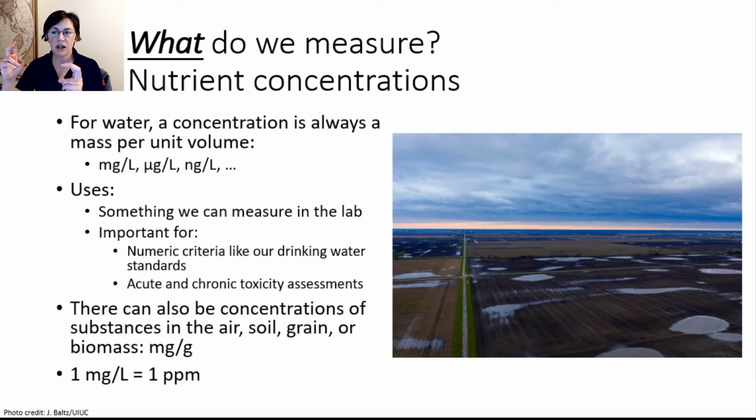This term concentration is also used for a concentration of a substance in the air, or for example, concentration of nutrients in the soil or in our grain. In those contexts, you would use mass per mass, something more like milligram per gram or milligram per kilogram, milligram of nitrogen per maybe kilogram of grain or soil. That's different because that's a mass per mass. For water science, we're always talking about a concentration as mass per volume.